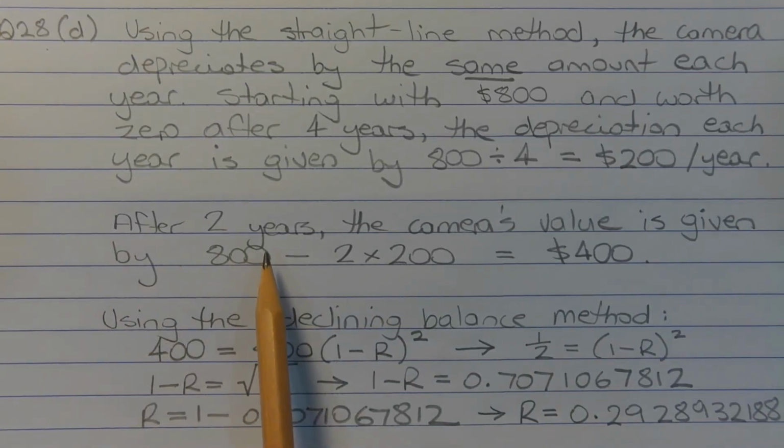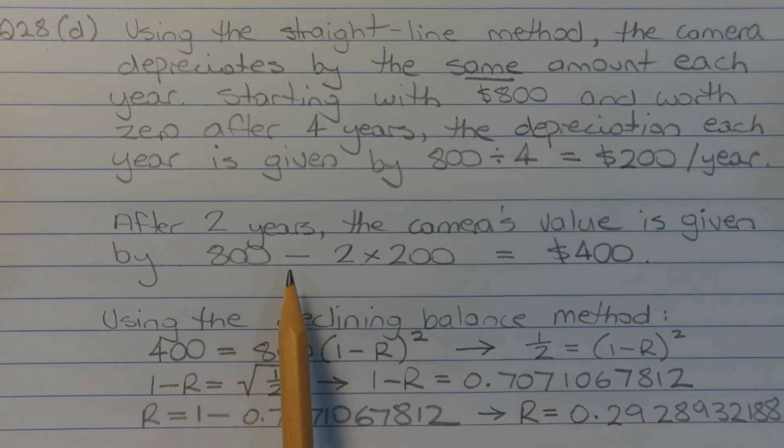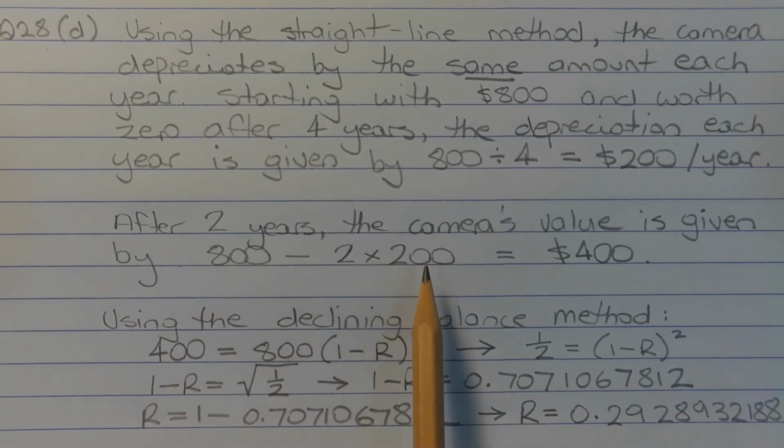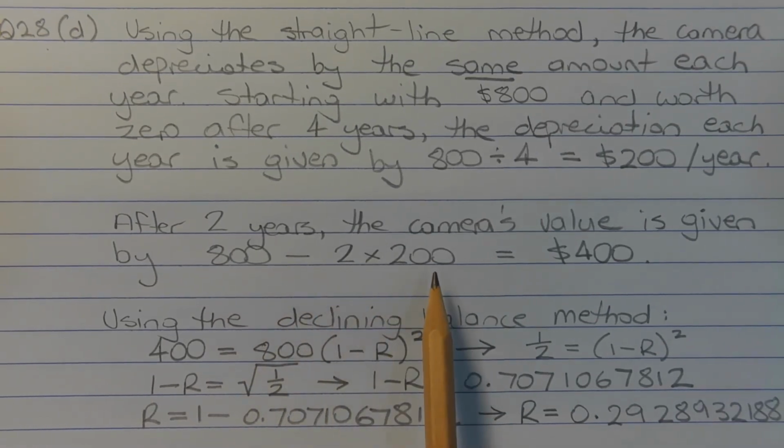After 2 years, the camera's value is given by $800 minus 2 years worth of depreciation, that is 800 minus 2 times 200, and that equals $400.